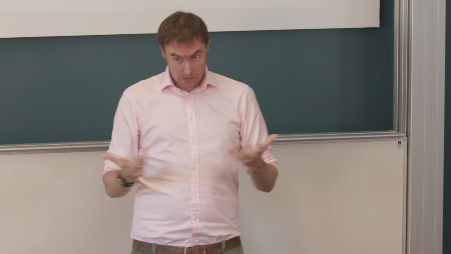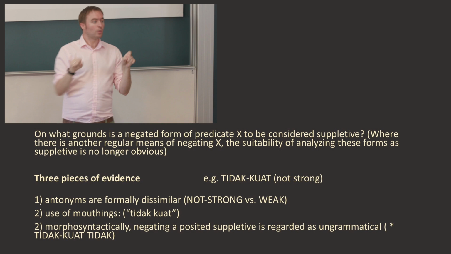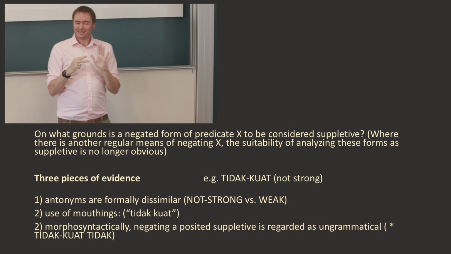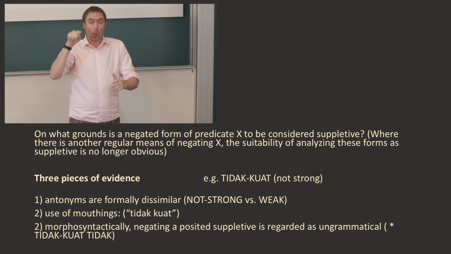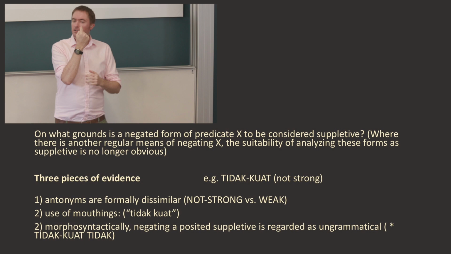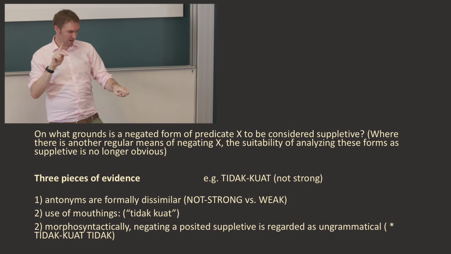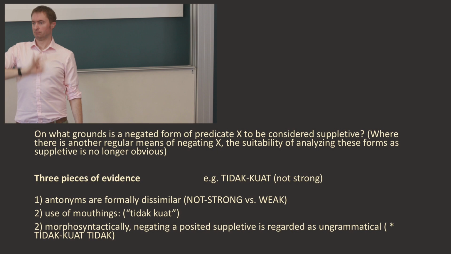My problem, of course, with Indonesian Sign Language was that there were negative suppletions, but they could also be regular negatives, regular negation. So how can we defend that argument? If we know that it's negative suppletion there, we have three pieces of evidence. And I'm going to use the example with the term tidak kuat, and it means not strong.